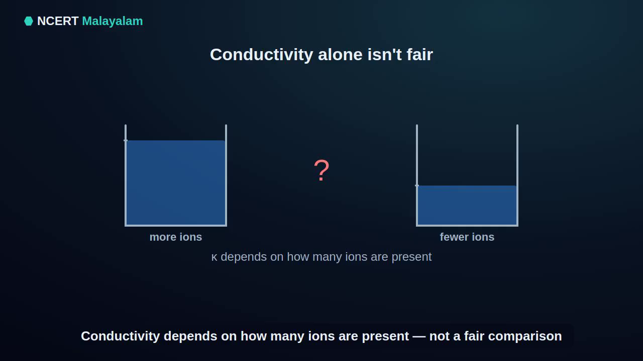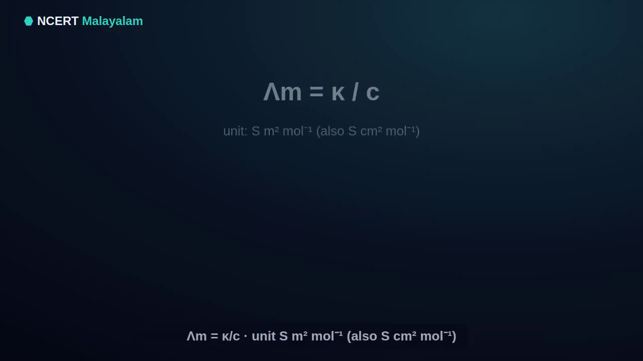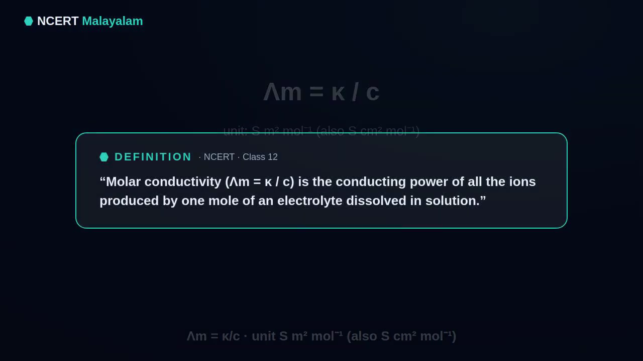Since conductivity depends on how many ions are present, comparing two solutions by conductivity alone is not a fair comparison. So we use molar conductivity with symbol lambda. Molar conductivity equals kappa divided by concentration. It is the conductance per mole of electrolyte. Its unit is Siemens meter squared per mole, and it can also be written as Siemens centimeter squared per mole.